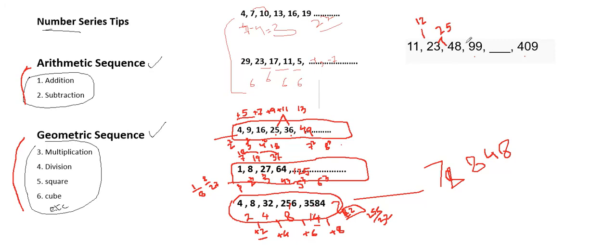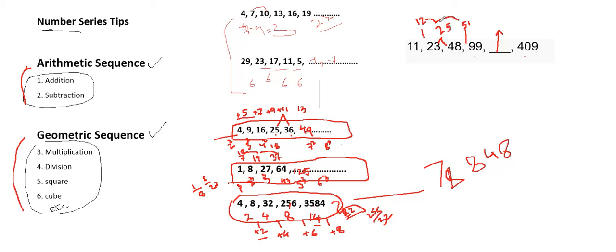Now what is the gap here? The gap here is 48 times 2, which is 96, plus 3. So 48 plus 51 is 99. So what will you get in between 99 and 409? Let's see some pattern here. First is 12 and this is 25, and then 51 is added.